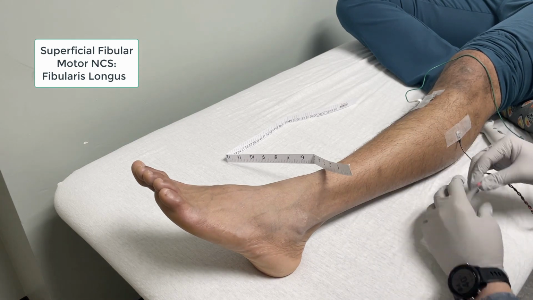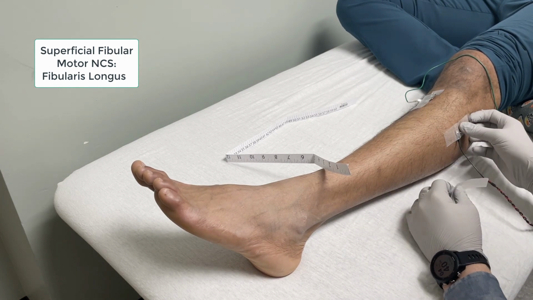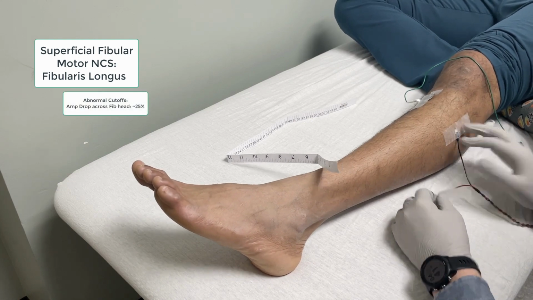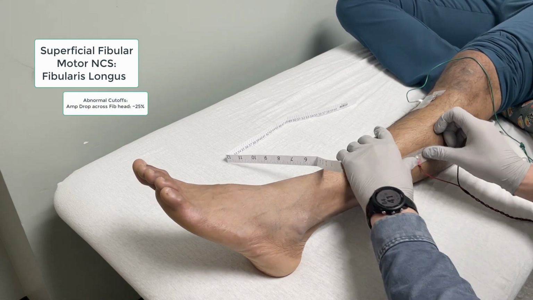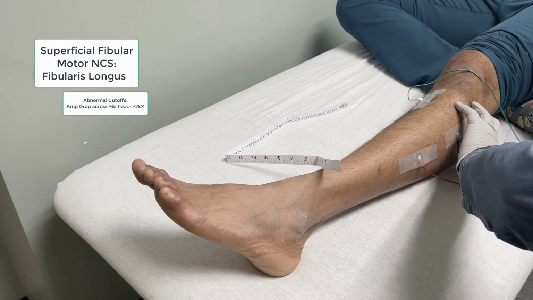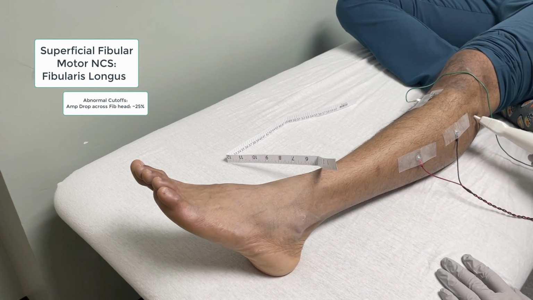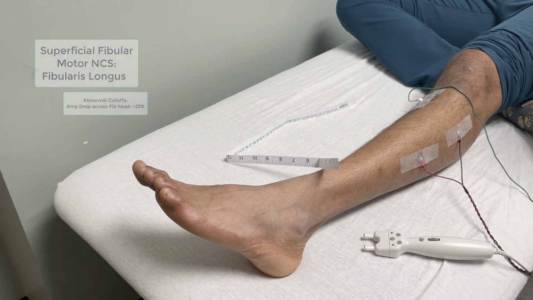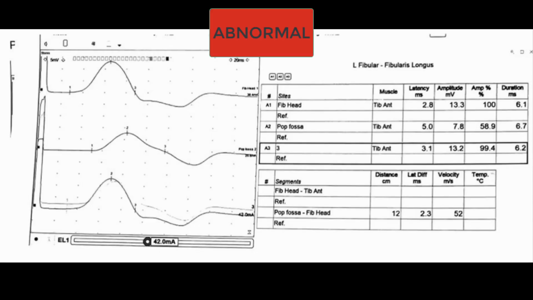The active disc electrode is placed this 2/5 distance from the fibular head along the fibularis longus muscle. This is multiplied times 3/5 for the placement of the reference electrode along the same trajectory. The stimulator is placed at the fibular head and in the popliteal fossa, just as it was before in the multiple previous studies. Finally, some abnormal results.